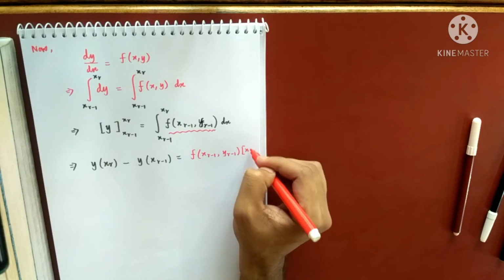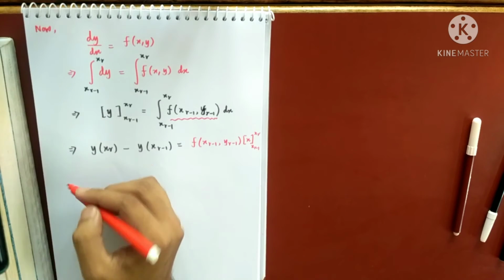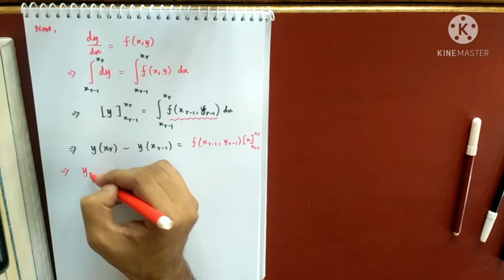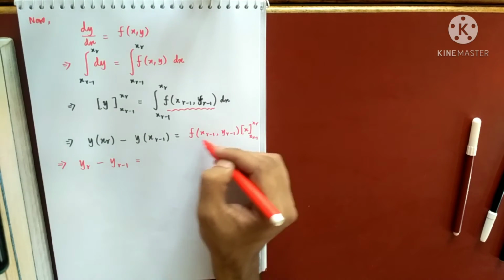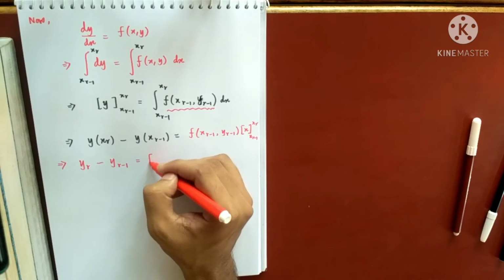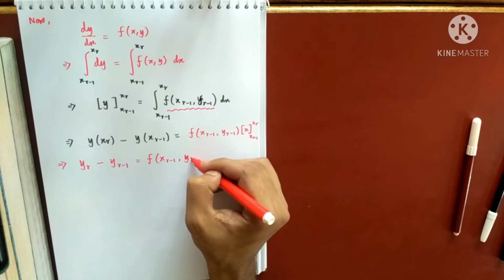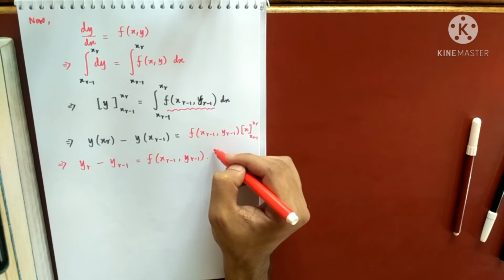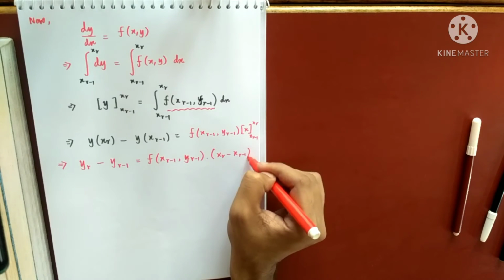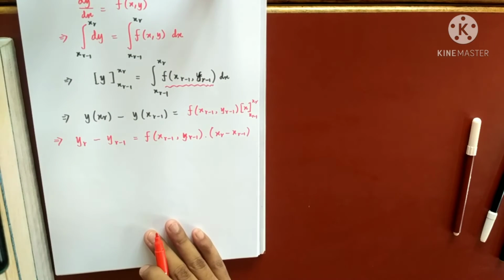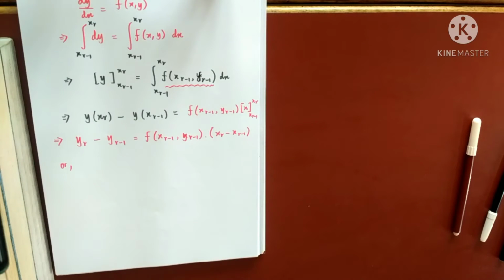So in x, I will have to put xr minus 1 to xr. This can be written as yr minus yr minus 1 equals f of xr minus 1, yr minus 1 times xr minus xr minus 1. Who can tell me what is xr minus xr minus 1? What is xr minus xr minus 1?